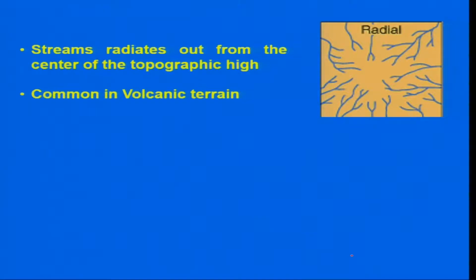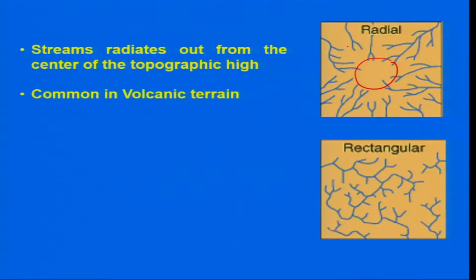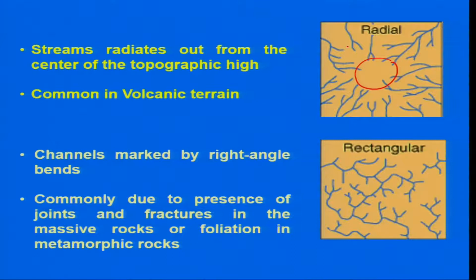Then we have radial patterns, which show that the center point is comparatively higher and all streams are flowing away from it. So, this is typical of high topography in the center. And then rectangular drainages are marked by right angle bends. So, you will see the right angle bends here. Smaller streams come and take a bend almost at right angle, commonly due to the presence of jointed rocks, fractures in massive rocks or in metamorphic rocks which have some foliations.